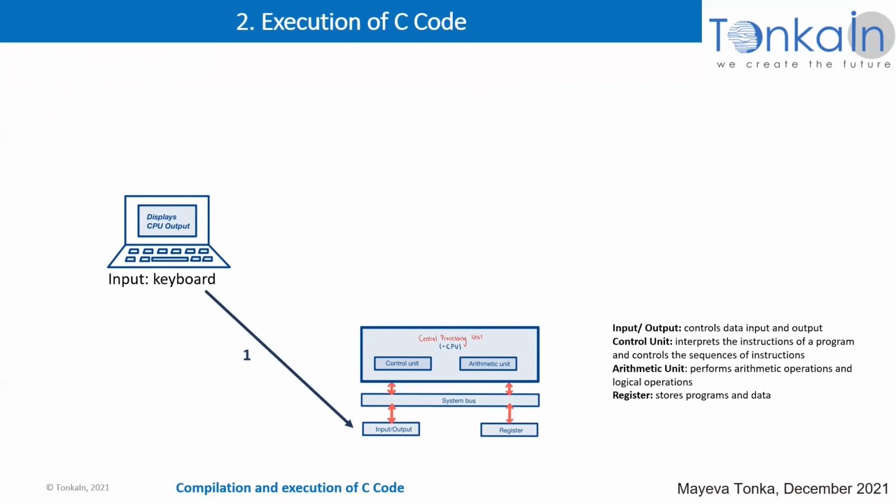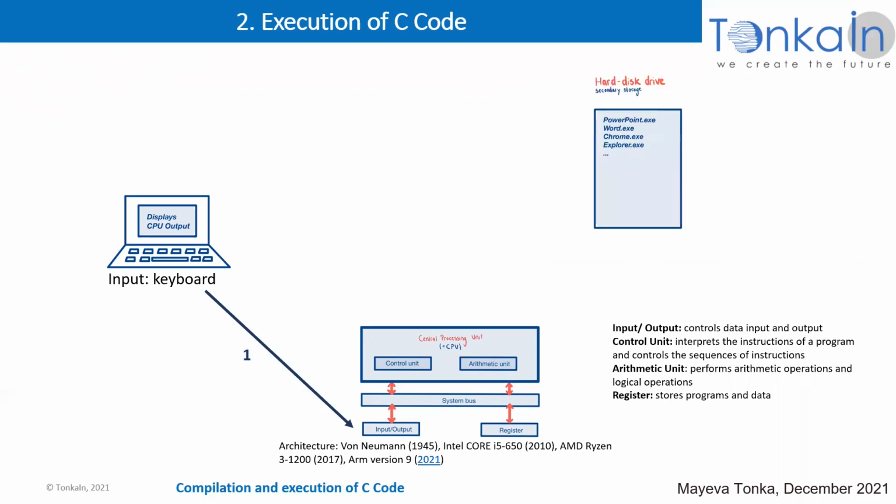In total, this architecture has 5 components: the input-output, which controls data input and output; the control unit, which interprets the instructions of a program and controls the sequence of instructions; the arithmetic unit, which performs arithmetic and logical operations; and last but not least, the register, which stores programs and data. In order for those to communicate, we have the bus system. Nowadays, there is a wide range of architectures, such as the Intel Core i5, published in 2010, the AMD Ryzen architecture, published in 2017, and last but not least, after 10 years of development, ARM version 9, published in 2021. Once the CPU has received the input, the information is transferred to the hard disk.